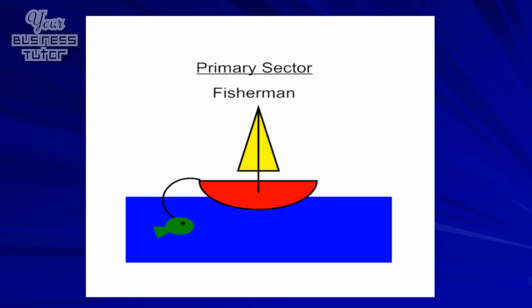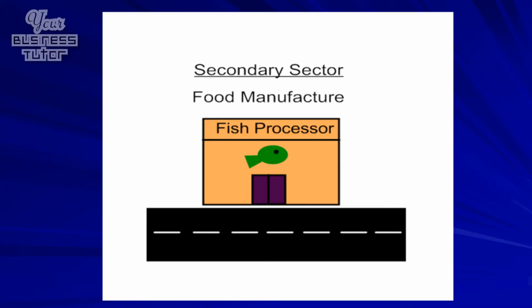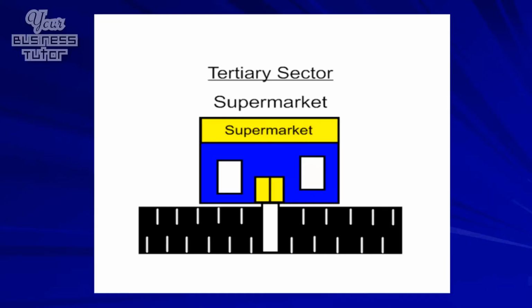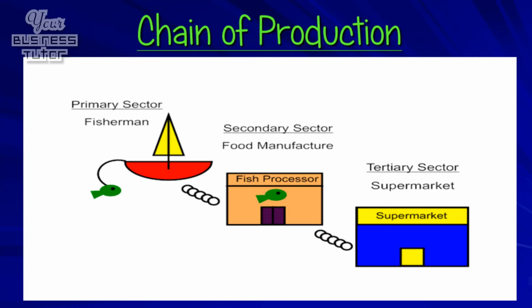So let's look at the chain of production through an example. Think about a fisherman going into the North Sea to catch some fish. They then bring it ashore and sell it to a food manufacturer. The food manufacturer then takes the fish, converts them into fish fingers, and then sells them to a supermarket. And the supermarket then sells the product to us, the customer. We can see how those businesses are linked in the chain of production.